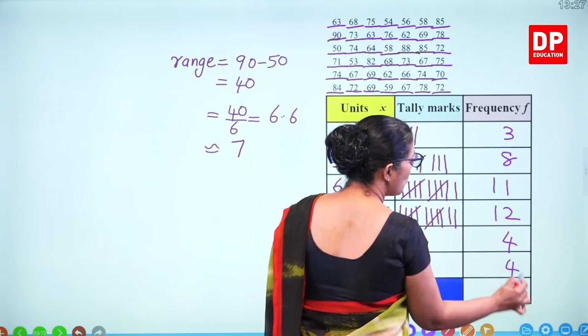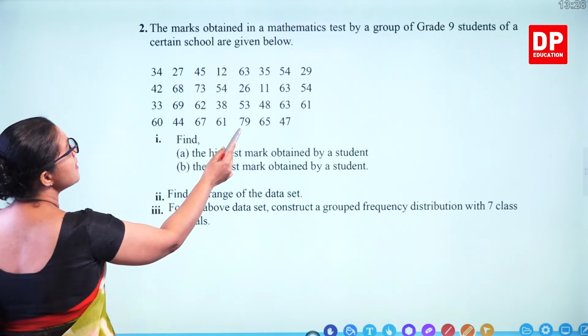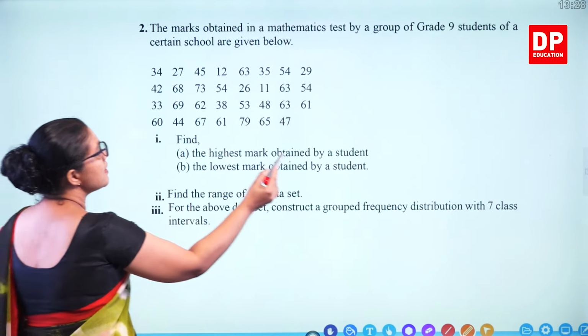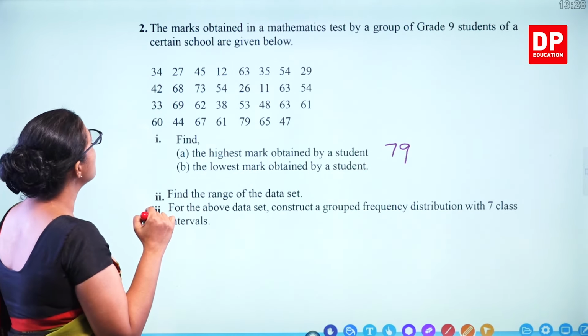The marks obtained in a mathematics test by a group of grade 9 students of a certain school are given below. Find the highest mark obtained by a student. What's the highest? 73. Check again, no, 79. 79. What's the lowest mark obtained by a student?